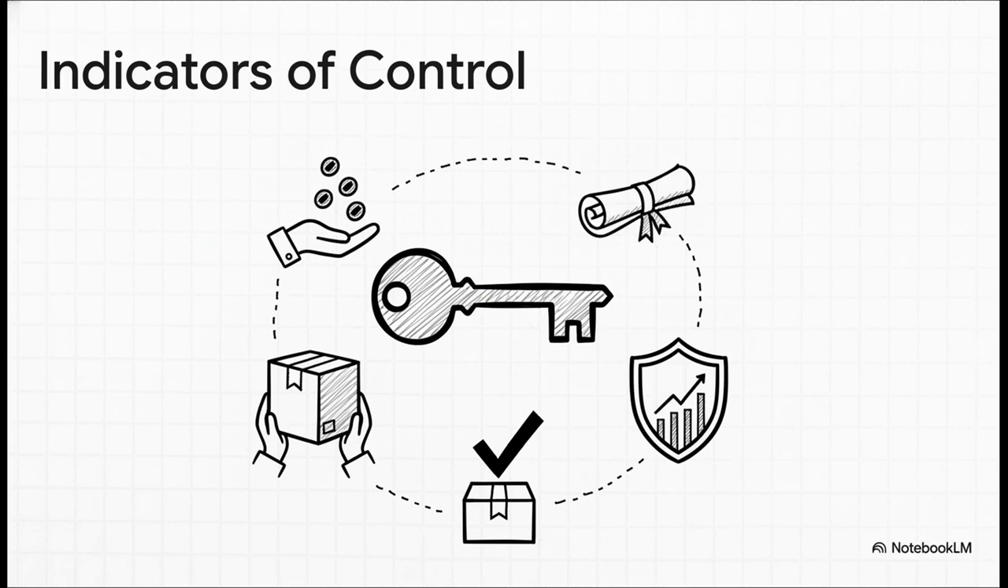Just ask yourself, does your client have a present right to payment? Has the legal title formally transferred to the customer? Do they have physical possession? Have the significant risks and rewards of ownership passed to them? And finally, has the customer formally accepted the asset? If you can check these off, you can safely confirm control has transferred. And boom, revenue can be recognized.